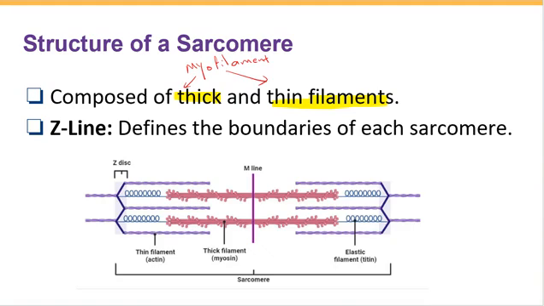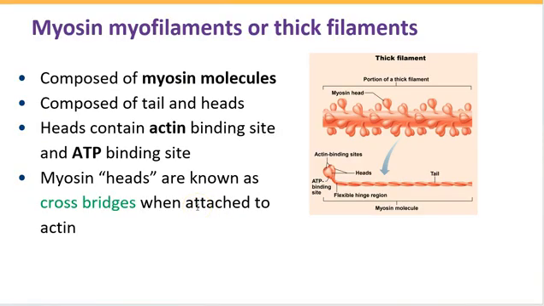Then there are Z lines made up of proteins which mark the end of each sarcomere. So you can see the Z disc or Z line at both sides of the sarcomere. So it means the area between two Z lines or two Z discs is called the sarcomere. And as you can see, inside the sarcomere, we have the thick filament or myosin filament and thin filament or actin filament.